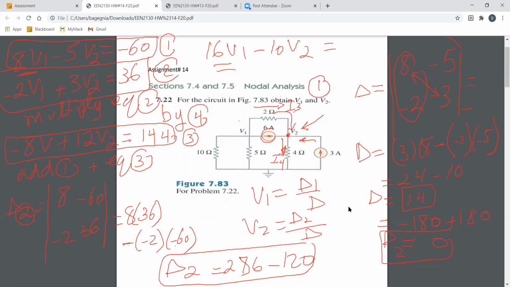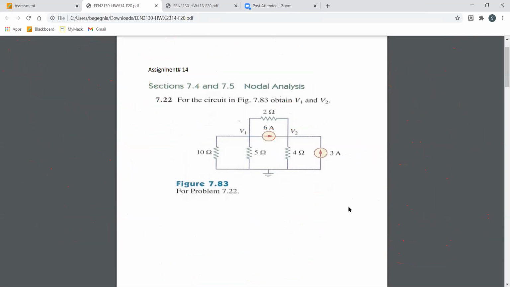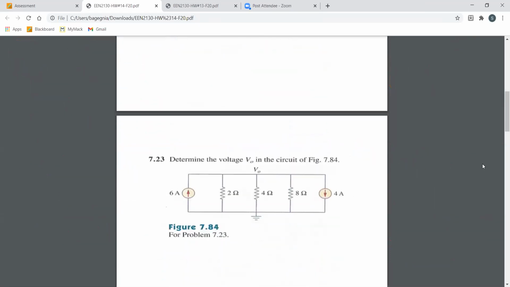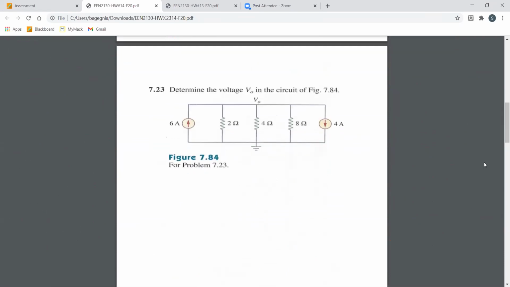Okay, and any other question since we start with the assignment 14? Any other question in the 14? You need me to go over it? Okay, and this one, any question on this one?